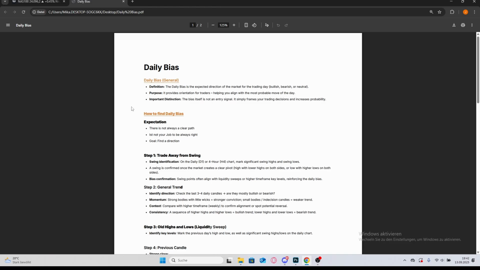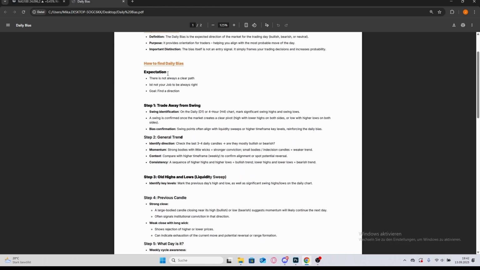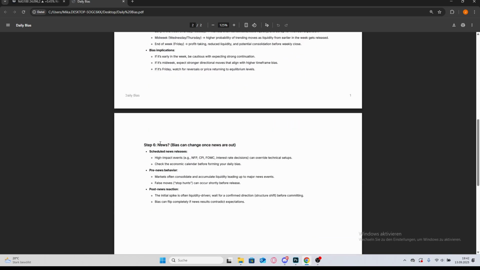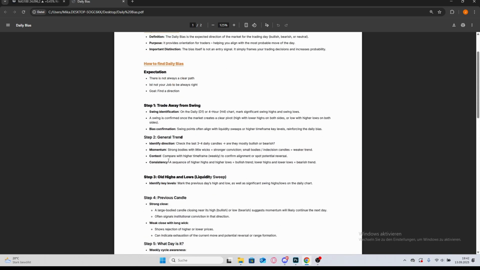And that's it. But now we come to the next step, how to find the daily bias. I just want to say something first. There's not always a clear path. What do I mean by this? You can follow all these steps, you can see I prepared step 1 to step number 6 here. You can follow all these steps, but it's a lot of noise. So you should find some of these steps for yourself. You don't need to use all of them.